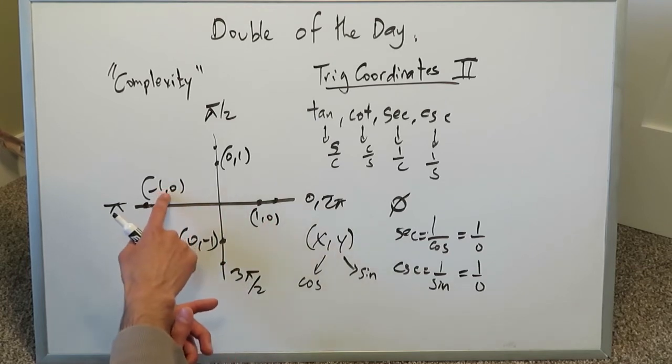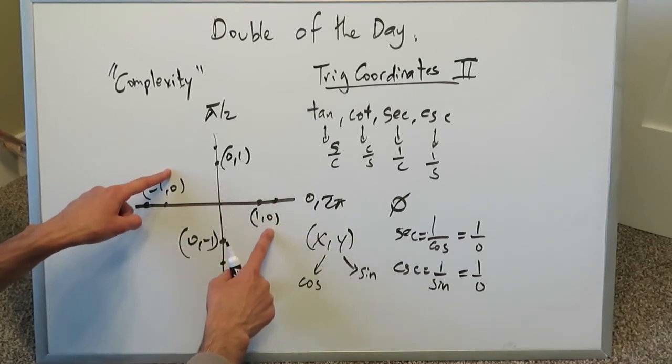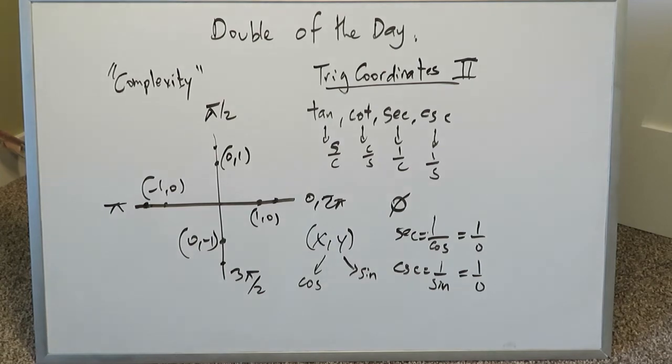0, 2 pi, and pi. In these quadrant angles, the y component is always 0. You end up putting a 0 in the denominator. So given that as a framework, let's look at 2 questions.